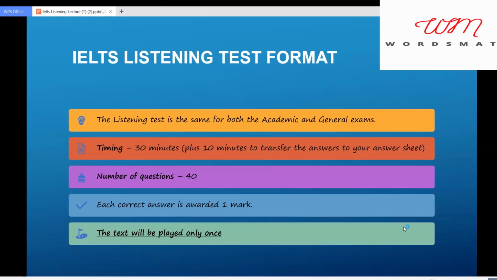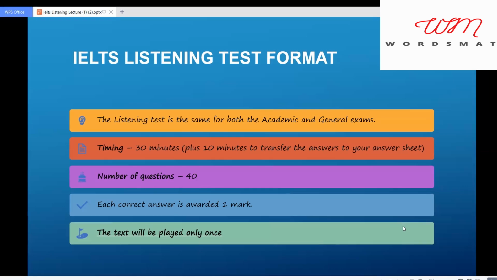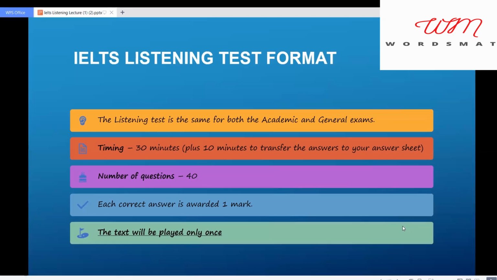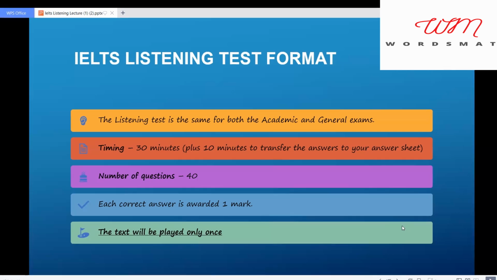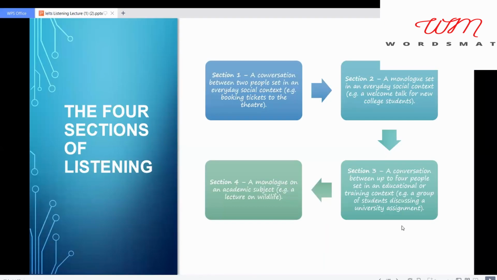Now, let's discuss how many questions there will be in your IELTS exam. In the listening module, you will get 40 questions, and each correct answer is awarded 1 mark. Most importantly, always remember the text will be played only once. You will not be given a chance to go back and listen to the audio again. So as soon as your audio starts, you are supposed to listen very intently. That's all about the IELTS listening test format.